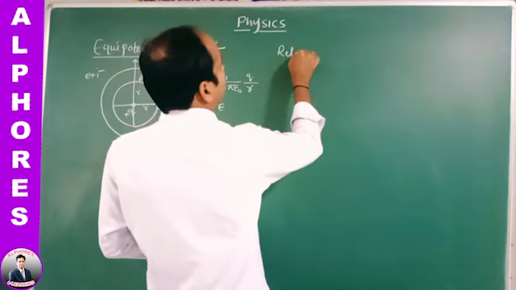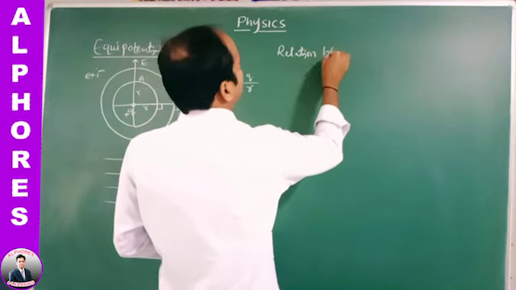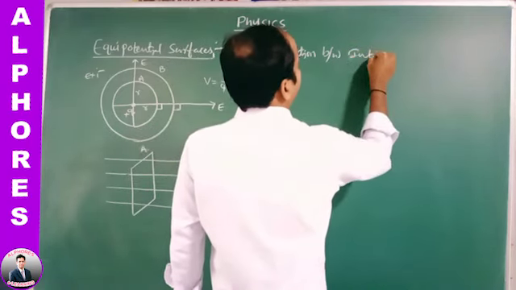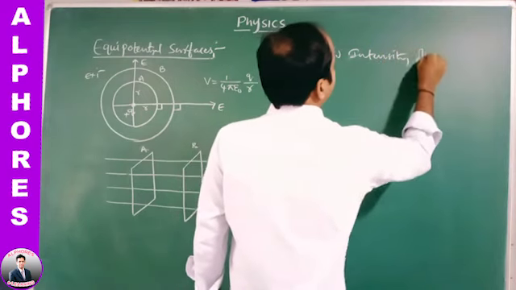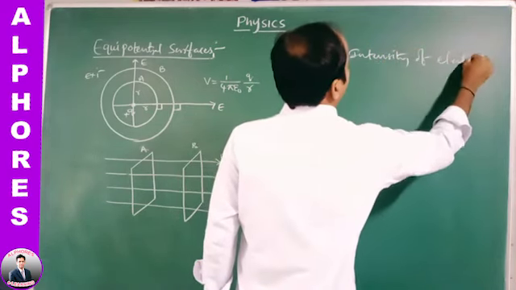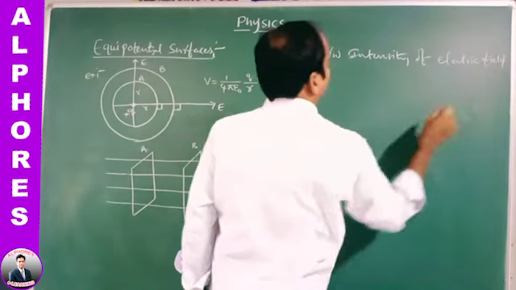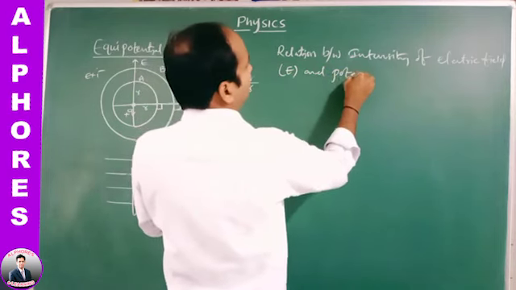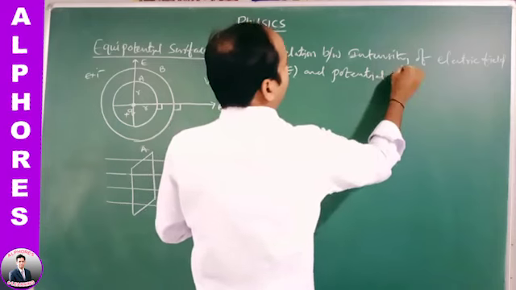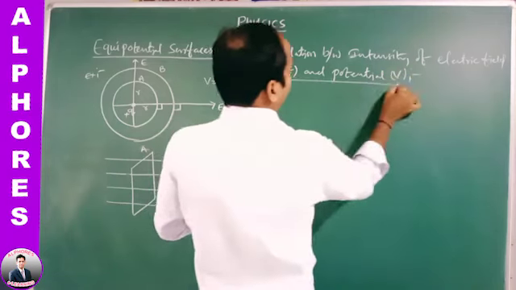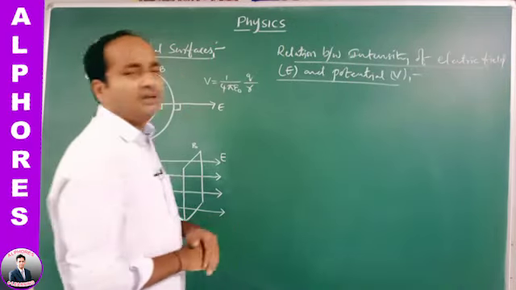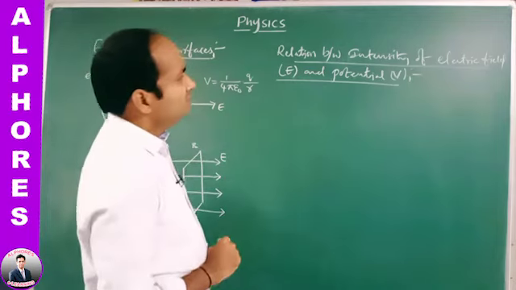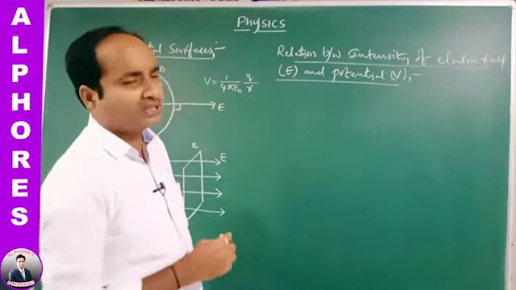Relation between intensity of electric field E and potential V. See here, what is the relation between these two physical quantities?